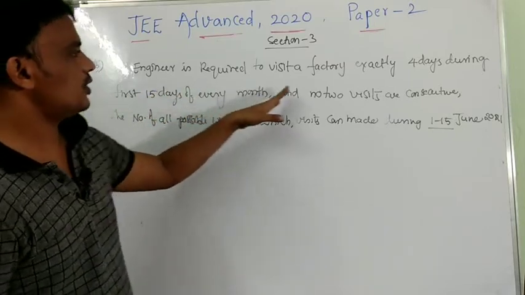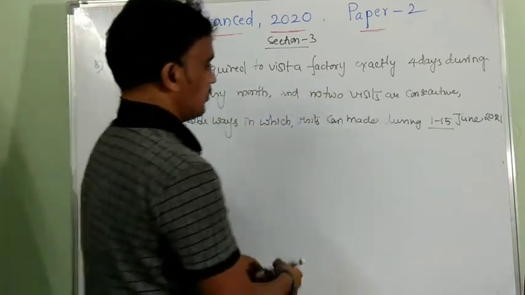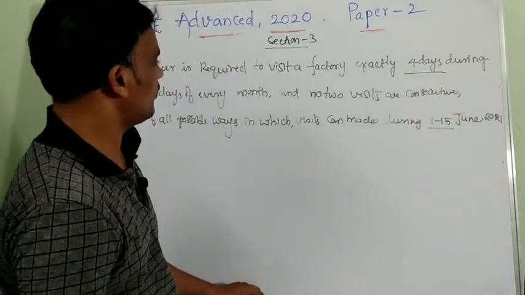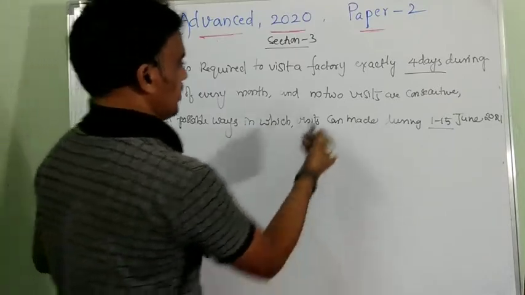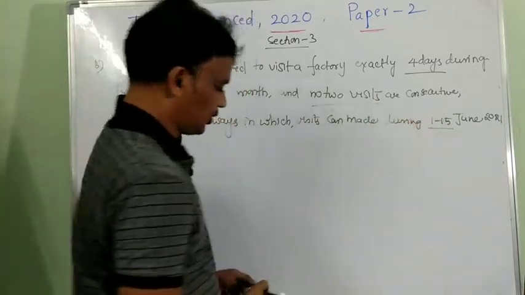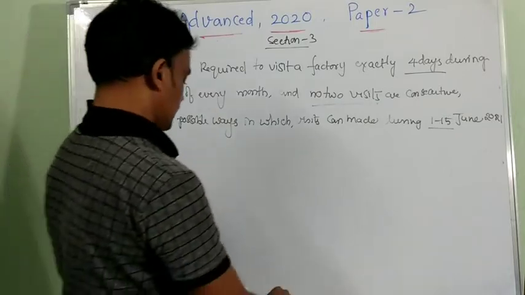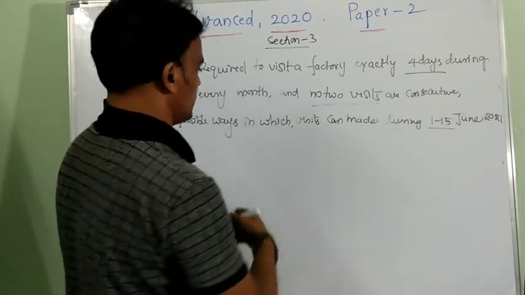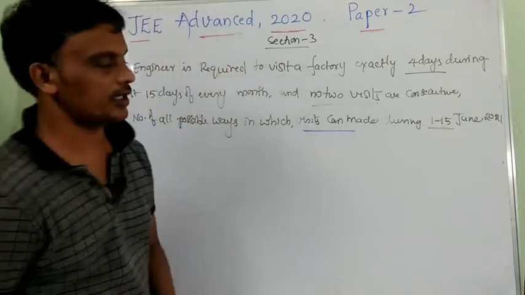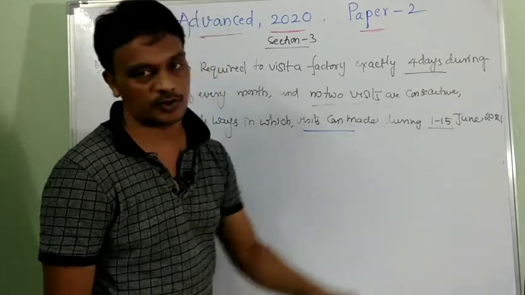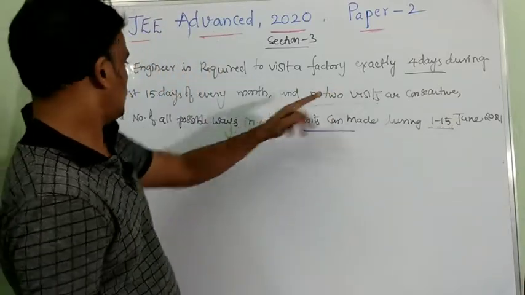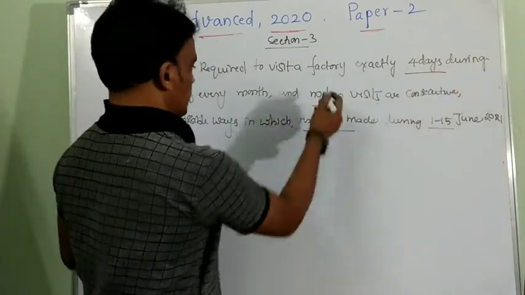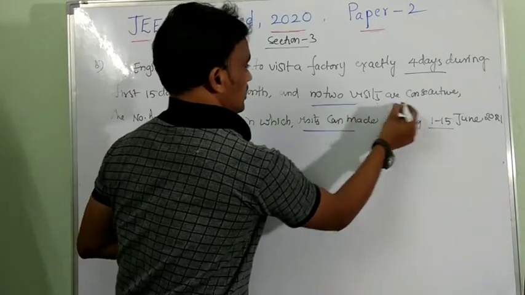An engineer is required to visit a factory exactly 4 days during the first 15 days of every month, and no 2 visits are consecutive. The question is the number of all possible ways in which the visits can be made during the first 15 days, June 1st to June 15th of 2020. So there will be 4 visits, and no 2 visits are consecutive.